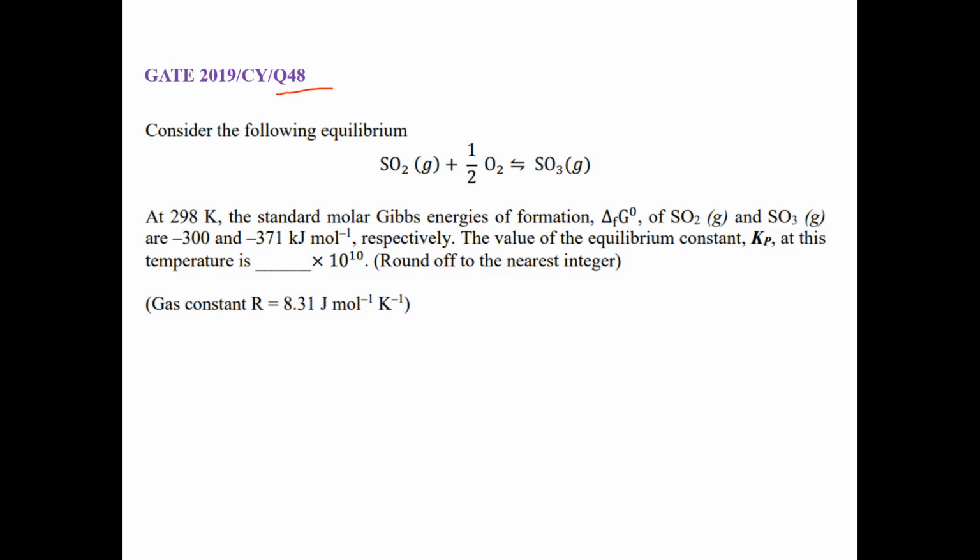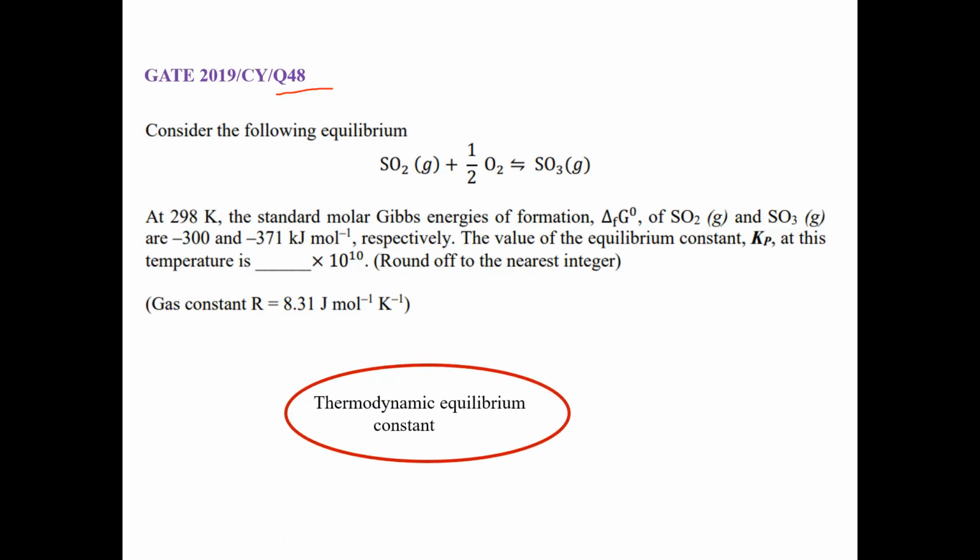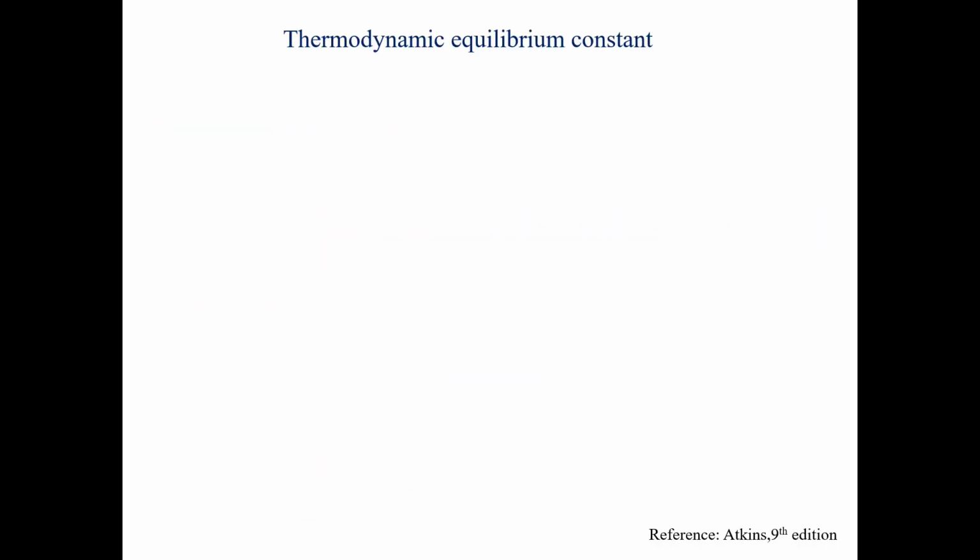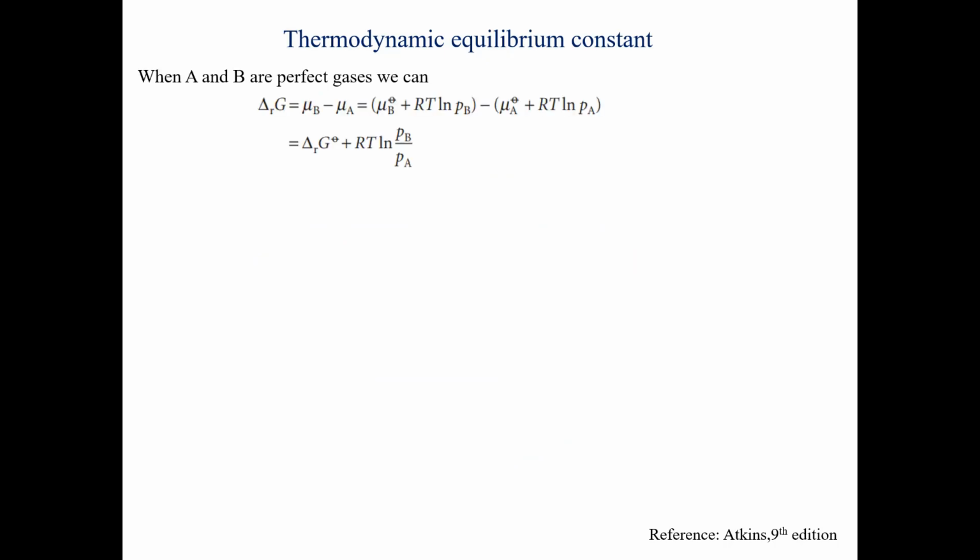The value of the equilibrium constant Kp at this temperature is dash into 10 raised to 10, round off to the nearest integer. Gas constant R is equal to 8.31 joule per mole per Kelvin. To answer this question, the most important concept required is thermodynamic equilibrium constant. So, what is thermodynamic equilibrium constant?